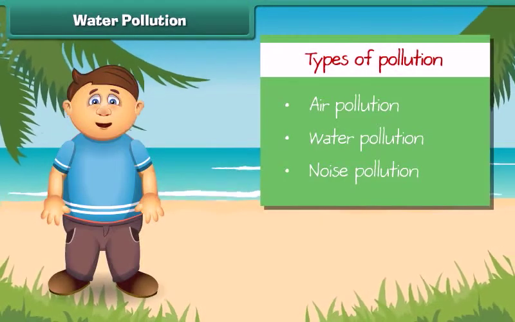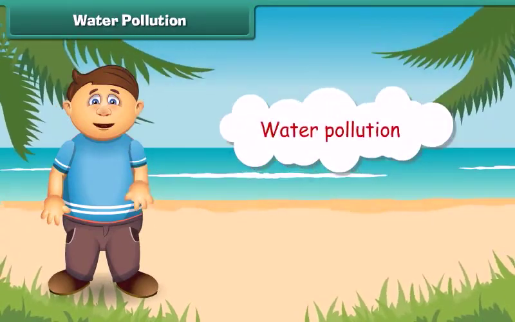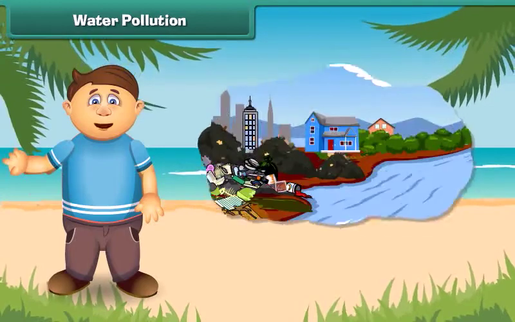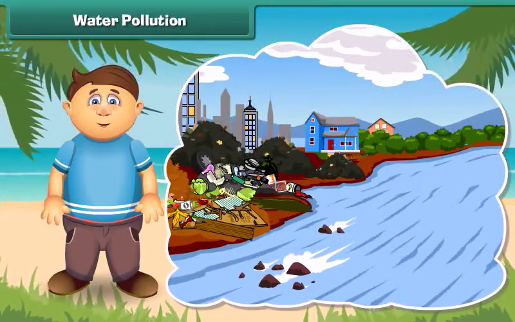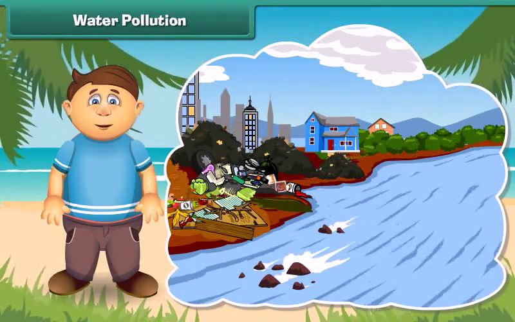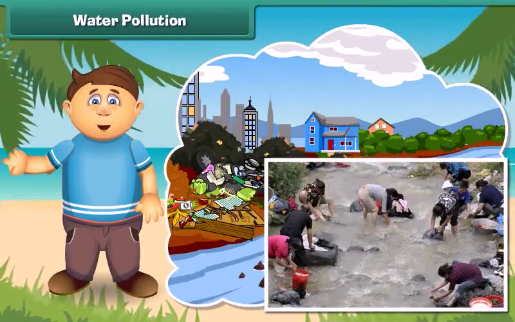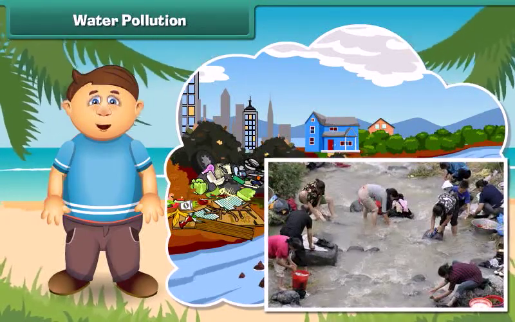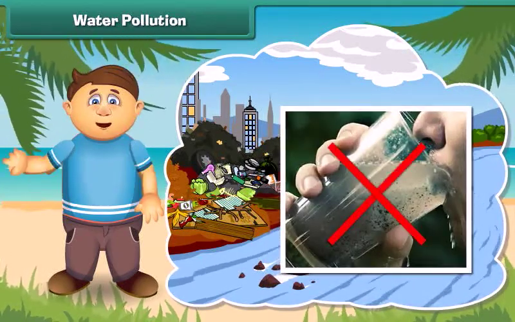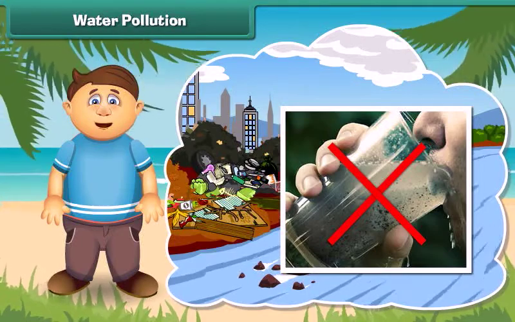Now let's know about the water pollution. Like air, water also gets polluted. Look at this river. It is very dirty. It receives sewage from the homes and wastes from the factories. Some people also wash their clothes and throw waste in it. We should not drink this water as it contains germs and may result in diseases.